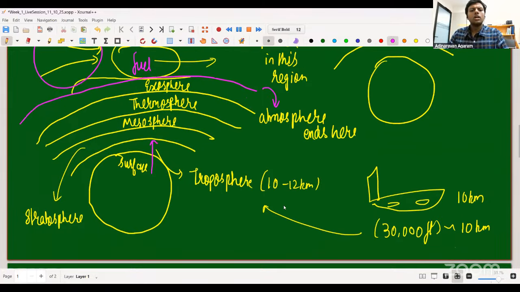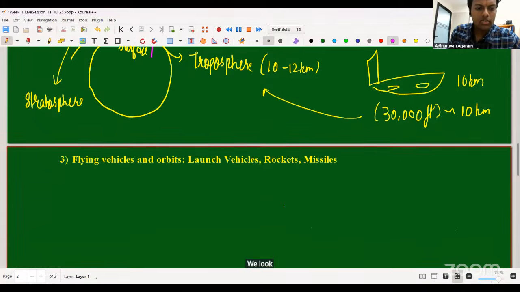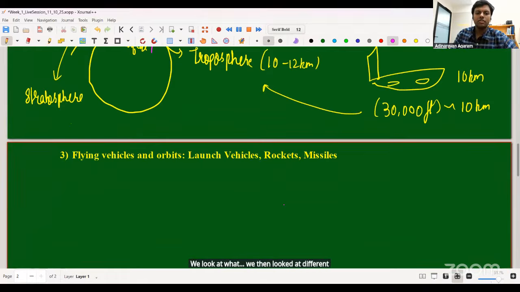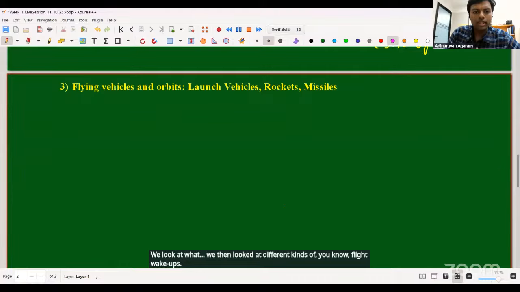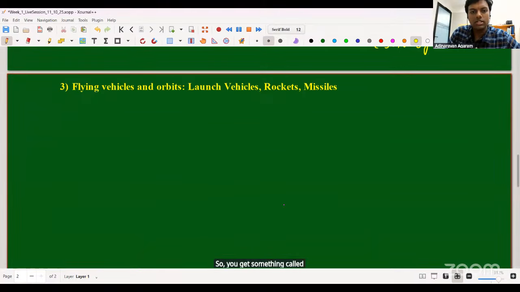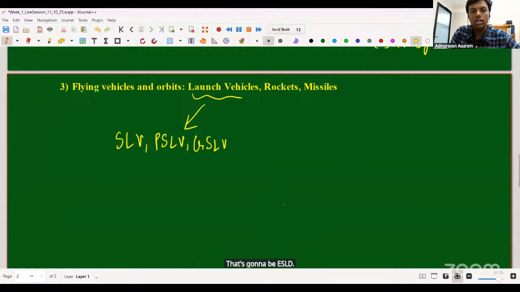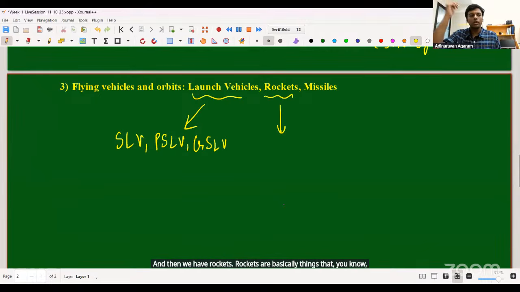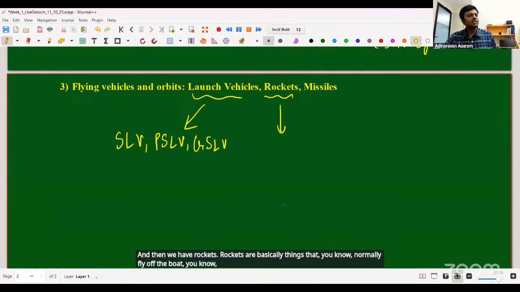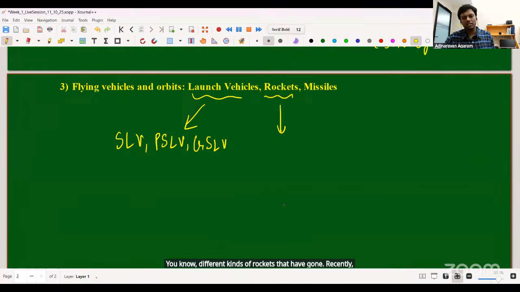Next, we looked at different kinds of flight vehicles. We looked at launch vehicles, which are part of ISRO, like SLV, PSLV, GSLV, and so on. And then we have rockets. Rockets are basically things that finally fly off and go out. Recently, we saw Chandrayaan that was taken. A rocket is basically something that takes it.